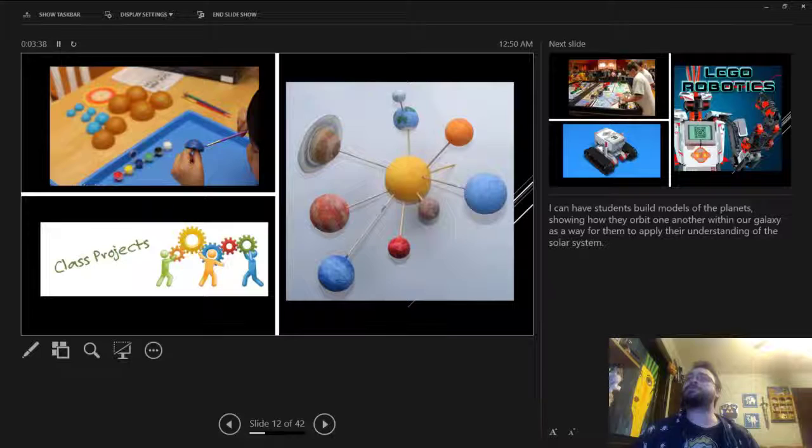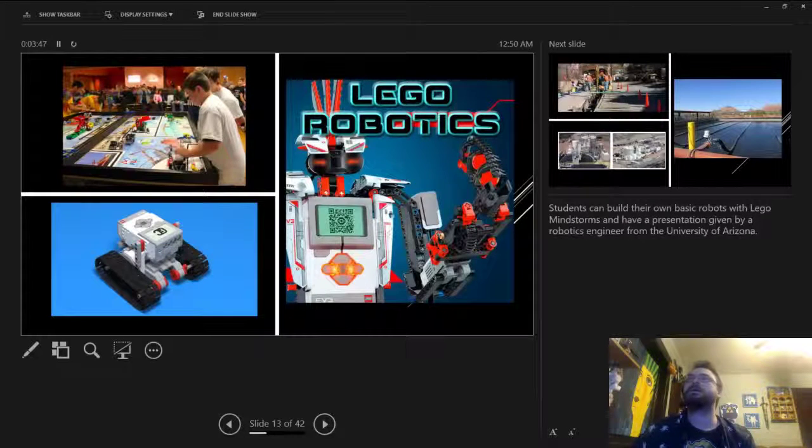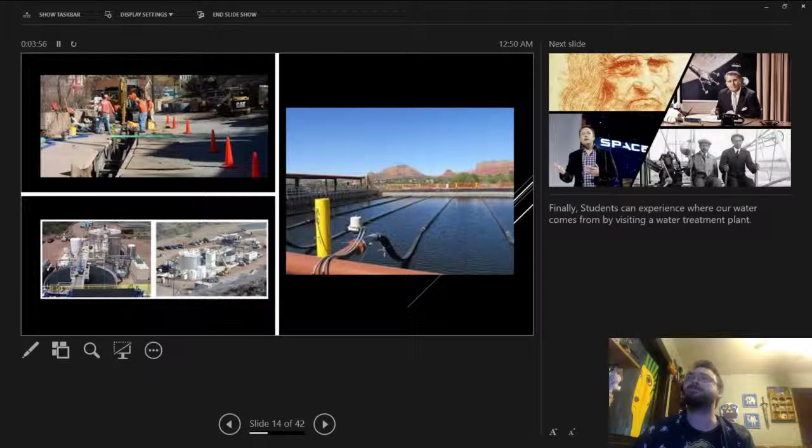I can have students build models of the planets, showing how they orbit one another within our galaxy as a way for them to apply their understanding of our solar system. And students can build their own basic robots with LEGO Mindstorms and have a presentation given by a robotics engineer from the University of Arizona. And finally, students can experience where our water comes from by visiting a water treatment plant.